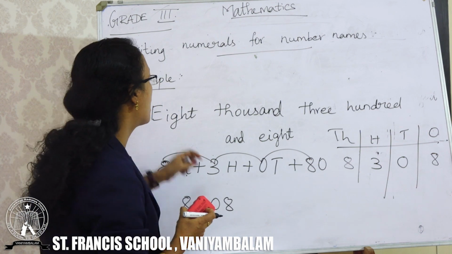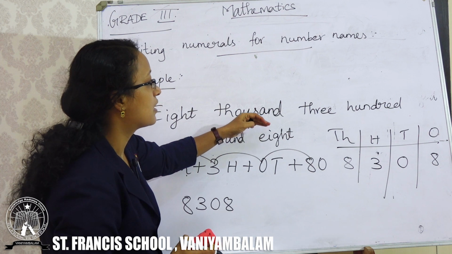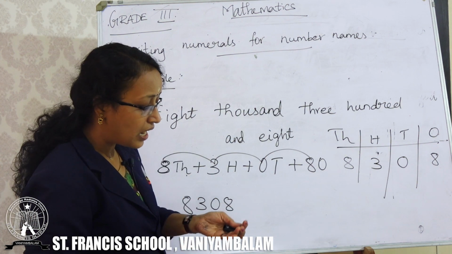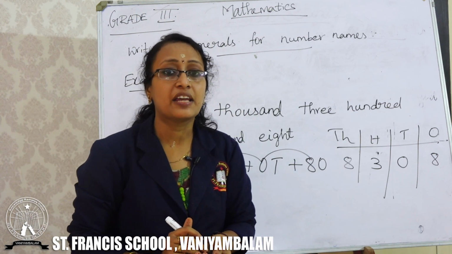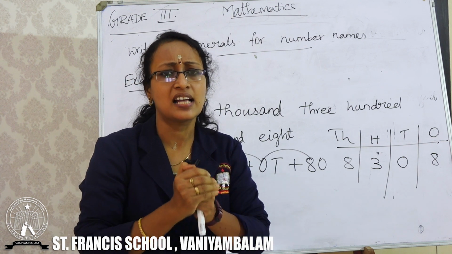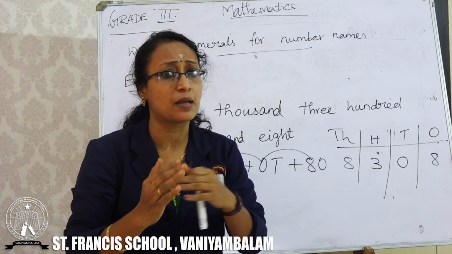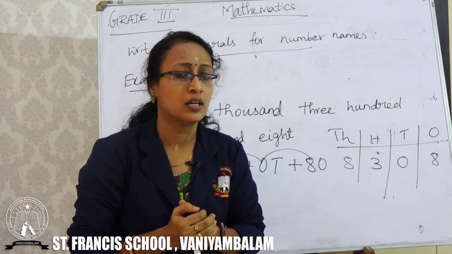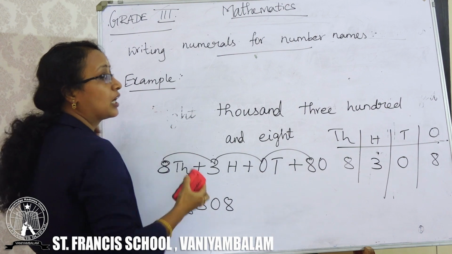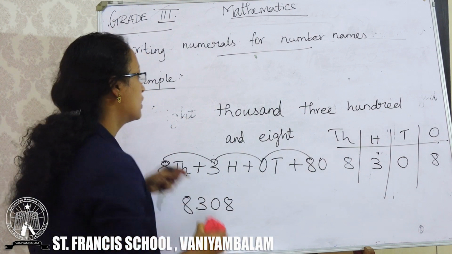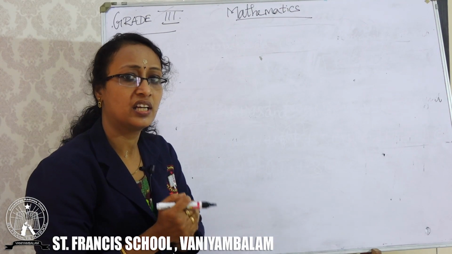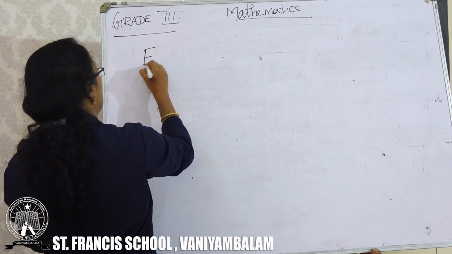This is how you will write numerals from the given number names. Our next topic is even and odd numbers. Okay, do you remember last class you had learnt skip counting by twos? Yes, let us recall that once again. Skip counting by twos. So, even and odd numbers. We are going to study even and odd numbers.